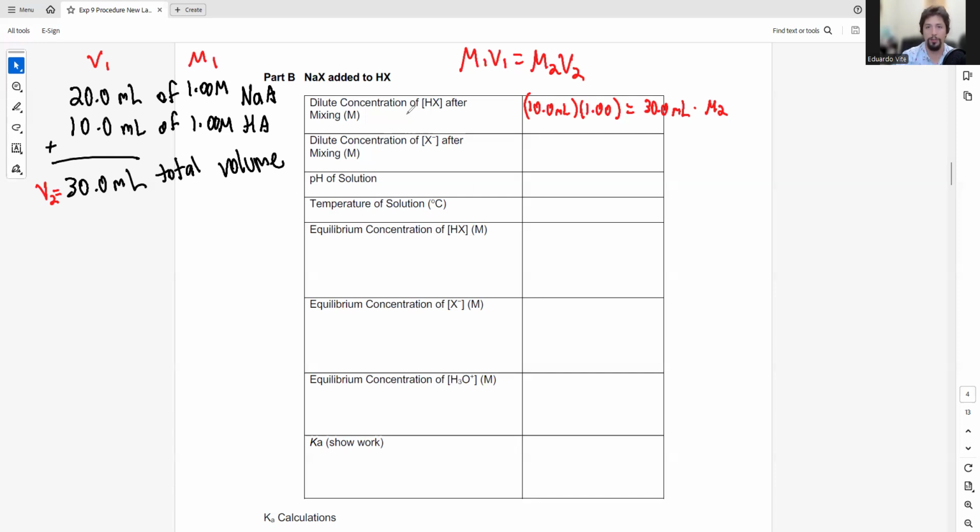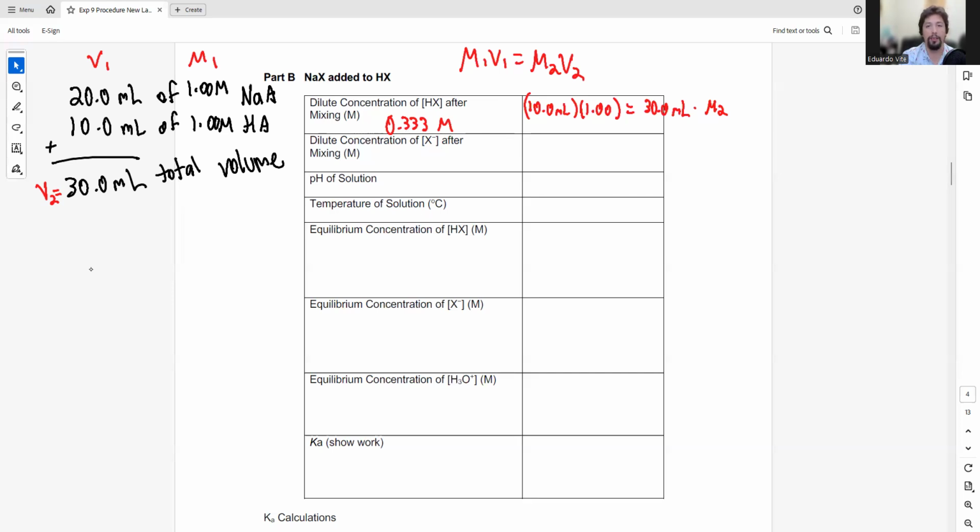So this concentration is going to be 0.333 molar. Okay? And that makes sense because 20 plus 10 is 30. 10 is 1/3 of 30, which means the concentration should be 1/3 of 1, 0.33. I hope that makes sense.